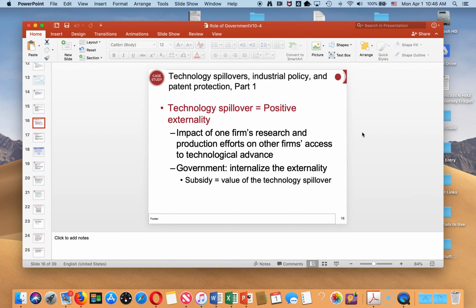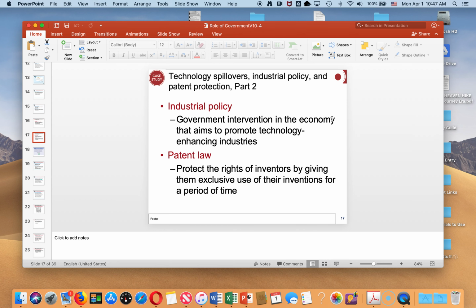And the question is how to give society more of this relative to what is privately beneficial to the individual sellers. Now, one thing that can be done is something called industrial policy, where the government actively intervenes in the economy and aims to promote technology enhancing industries.